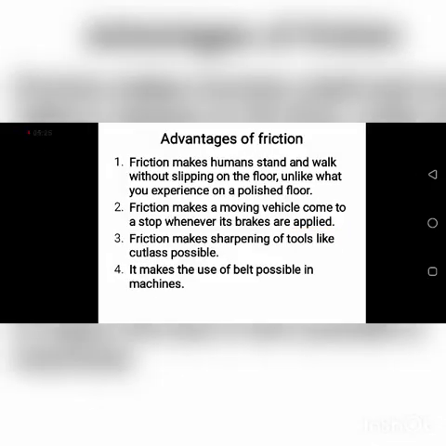So let us now quickly look at the advantages of friction. 1, friction makes humans stand and walk without slipping on the floor, unlike what you expect on a polished floor. It is the friction that enables movement, that allows you to move from one place to another because of the contact between the sole of your shoe and the ground surface. Friction makes a moving vehicle come to a stop whenever its brakes are applied. Friction makes sharpening of tools like cutlass possible. It makes the use of belt possible in machines. These are advantages of friction.